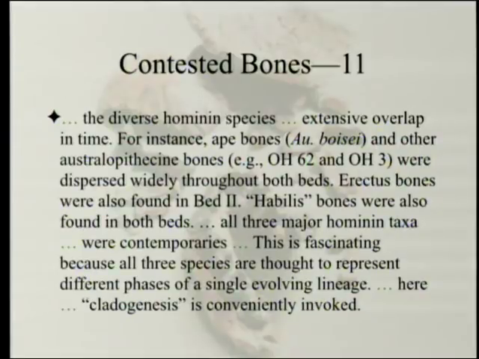This is fascinating because all three species are thought to represent different phases of a single evolving lineage. Here, cladogenesis is conveniently invoked. The australopithecines are left over. They're not the original ancestors.